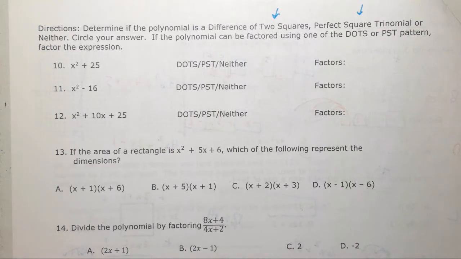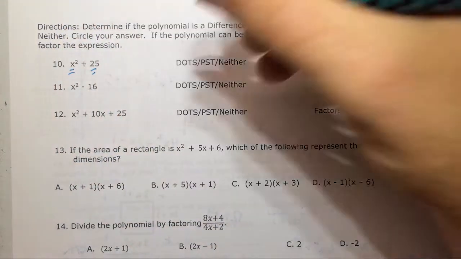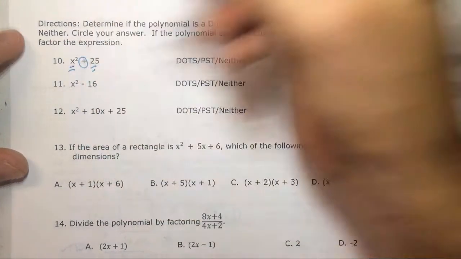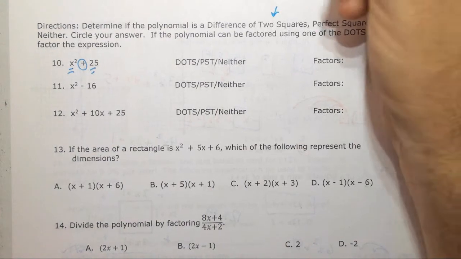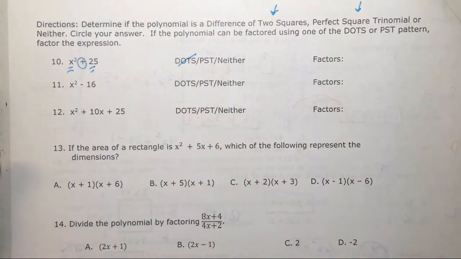All right, number 10. Is that a difference of two squares? Well, I do have two terms. Is it a difference? Do I have a difference there? No, it's not. So it's not a difference of two squares.